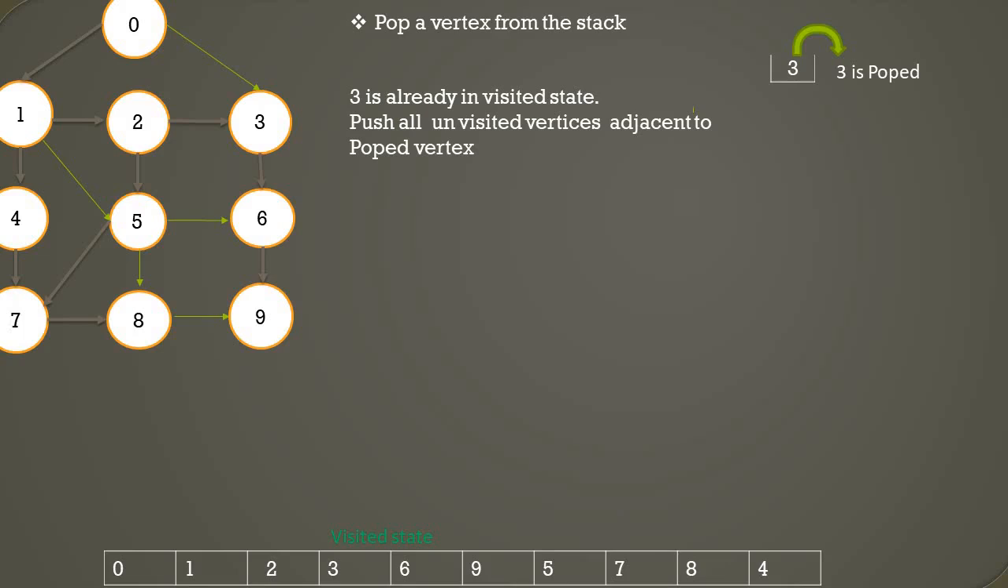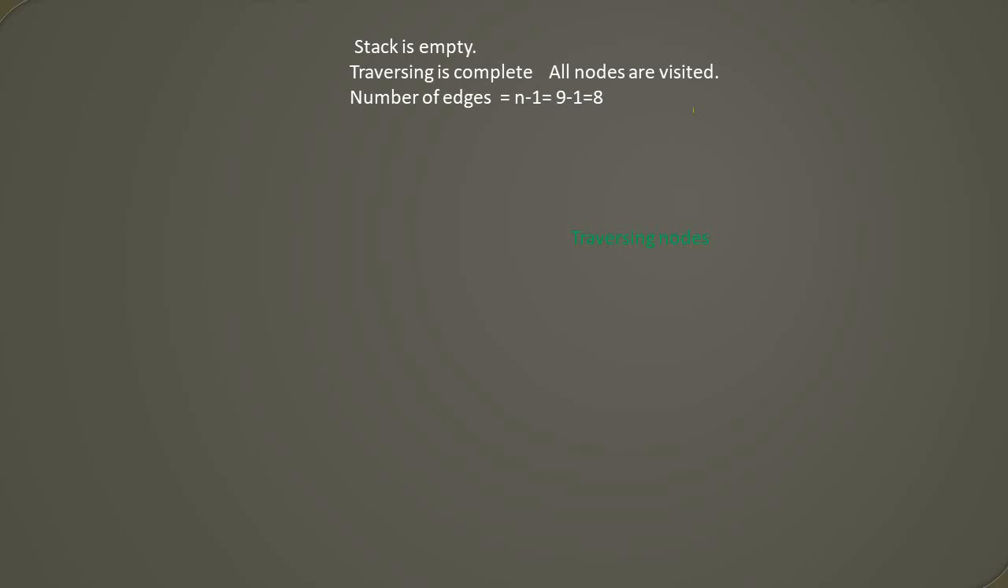Push all the unvisited vertices adjacent to the popped vertex. There is no unvisited vertex adjacent to 3, so no push. Stack is empty. Traversing is completed. All the nodes are visited. Number of edges is n minus 1. N is the number of vertices, 9 minus 1 is 8.